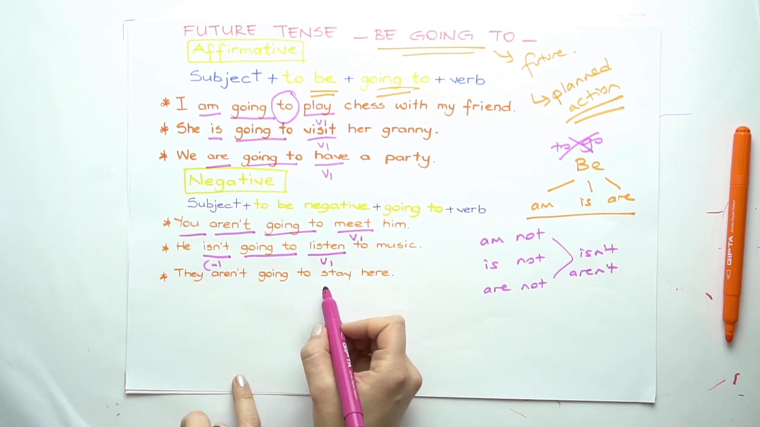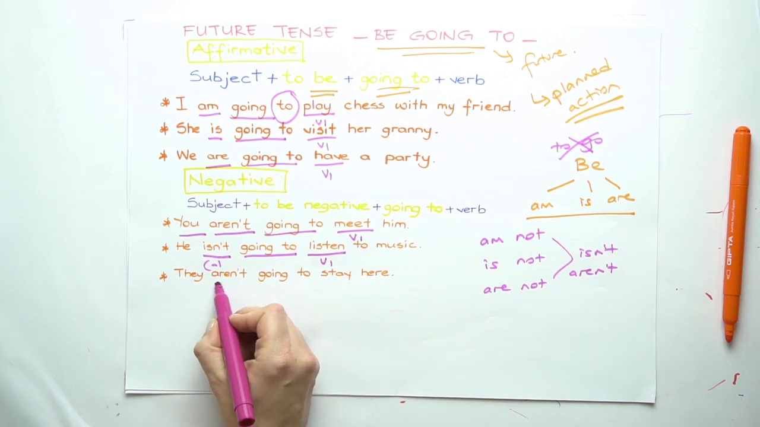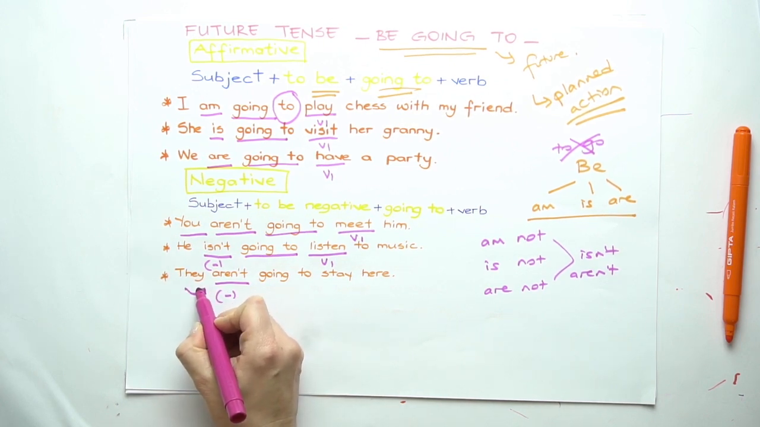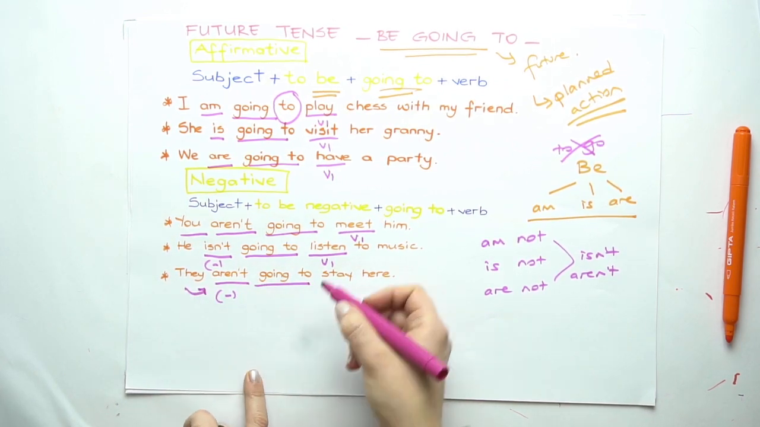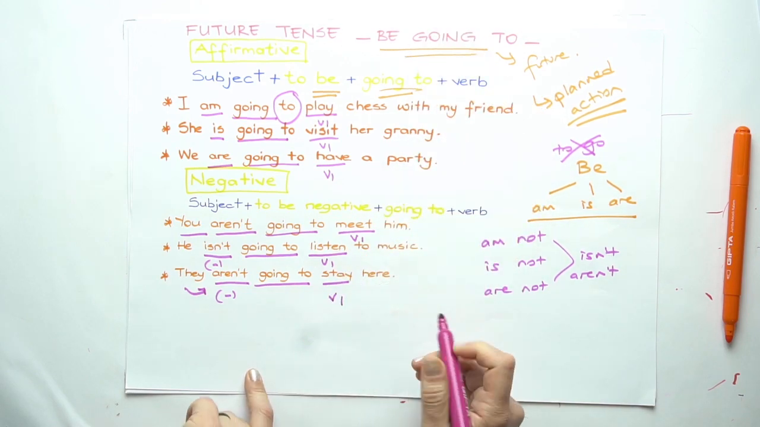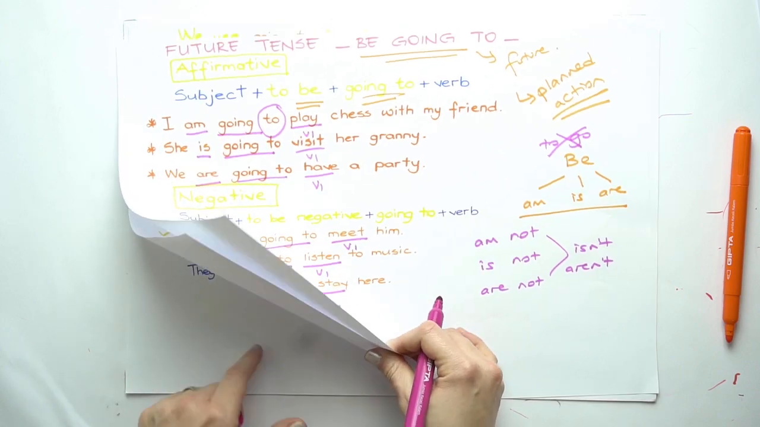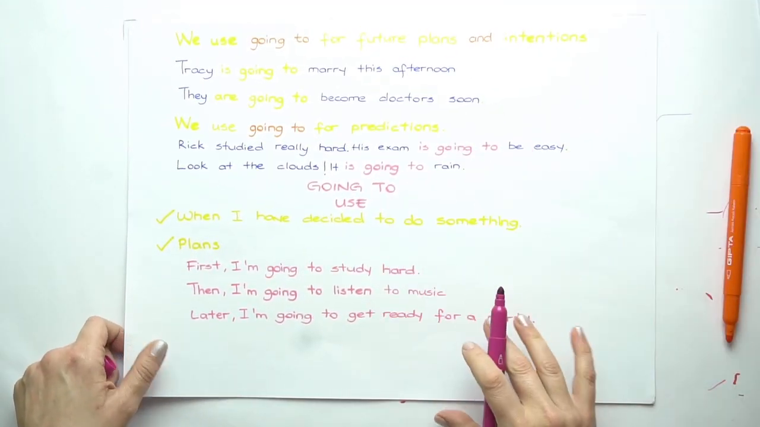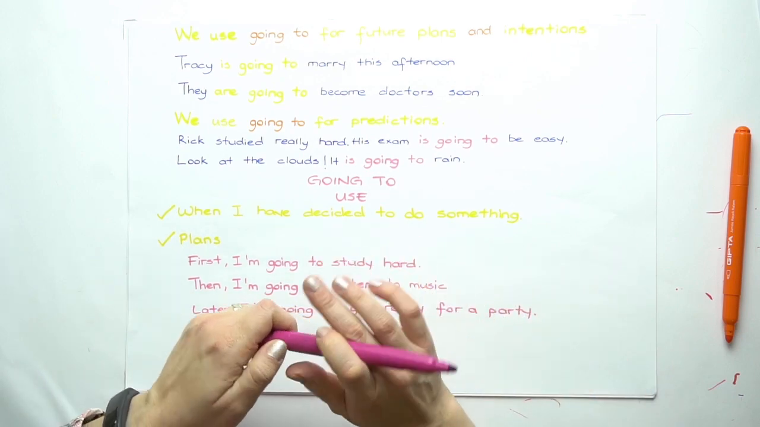They aren't going to stay here. Aren't is negative, since we're using they as a subject. Going to is our form of future, and stay is the verb in its first, or we shall say, bare form. We use going to for future plans and intentions.